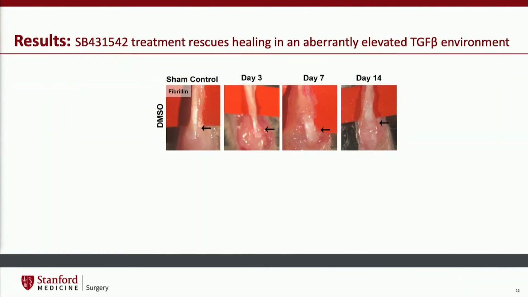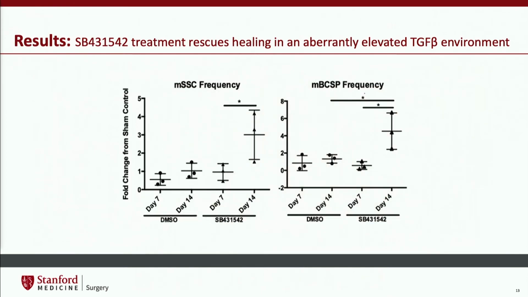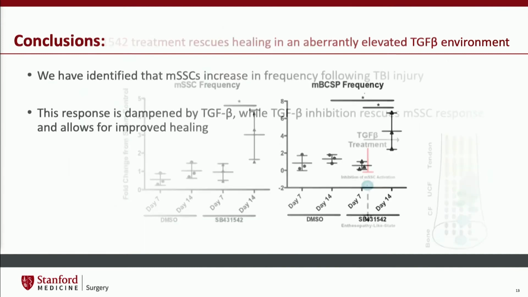In looking at our control mice, the DMSO-treated mice, there is poor wound healing, poor tendon to bone healing, and there is not complete healing by day 14, and a lot of inflammation. However, this is rescued when we use SB, where there is pretty much complete healing by day 7 and minimal inflammation and fibrosis. Looking at our endogenously elevated TGF-beta levels, there is no MSSC increase after injury. However, this response is rescued with the use of SB, both in MSSCs as well as BCSPs.